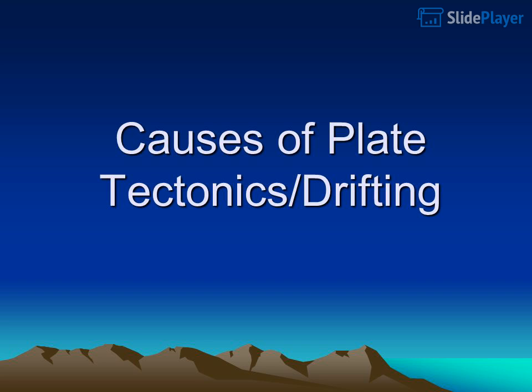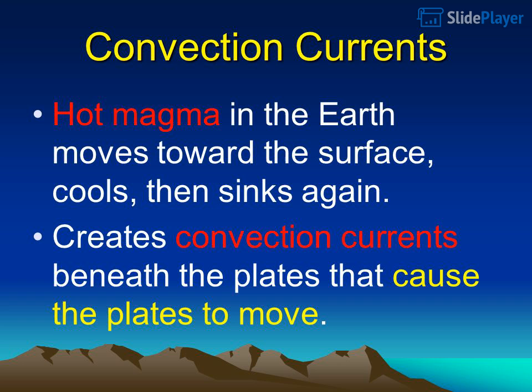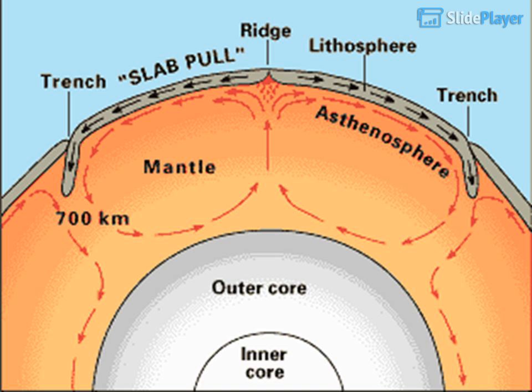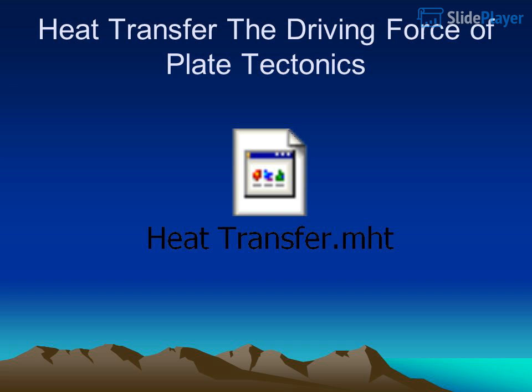Causes of plate tectonics, or drifting. Convection currents. Hot magma in the earth moves toward the surface, cools, then sinks again. This creates convection currents beneath the plates that cause the plates to move. Heat transfer is the driving force of plate tectonics.